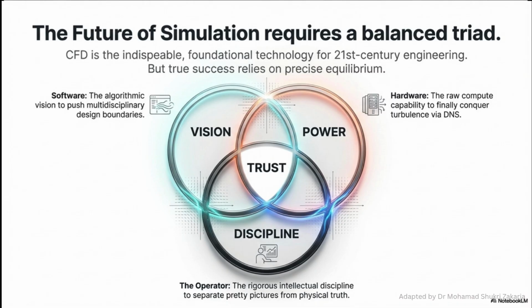That's the hardware engineers building the next generation of supercomputers that can finally tackle turbulence head-on. But maybe most importantly, you need the discipline of the operator, of the engineer, to have the rigor to tell the difference between a pretty illusion and physical truth. When you have all 3 working together, that's when you get the thing at the center: trust.